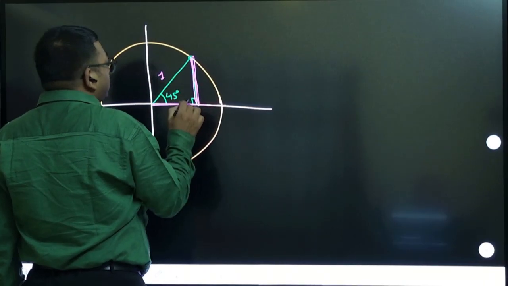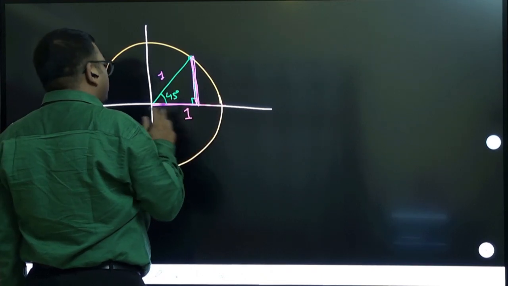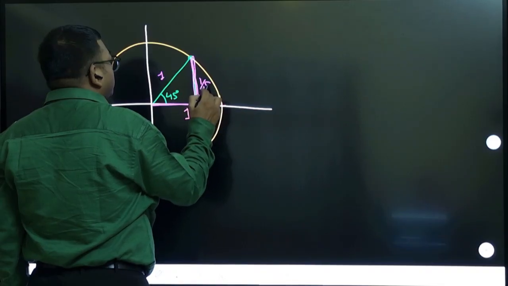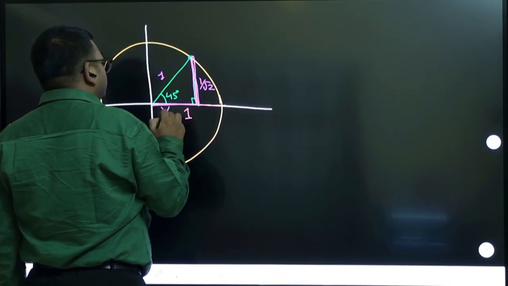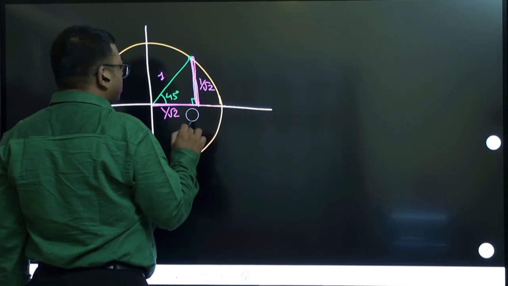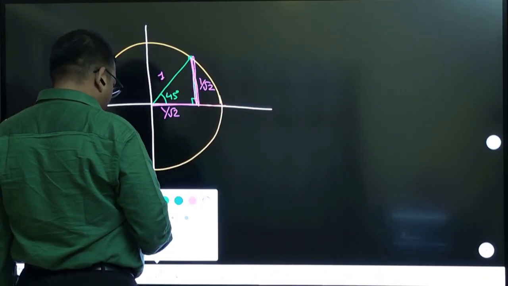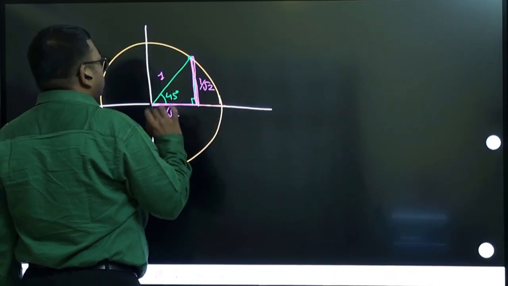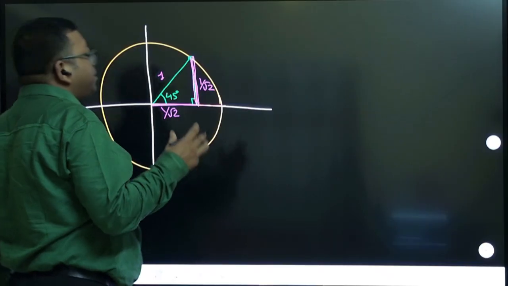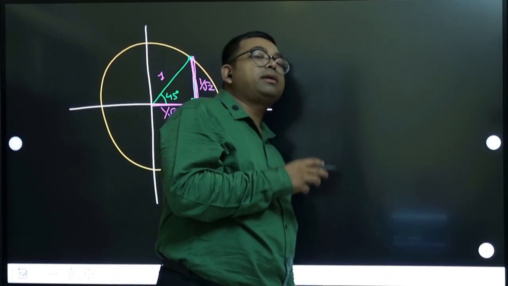So if you measure it by protractor geometry, you can measure this length. That length comes as 1 by root 2. This length also comes as 1 by root 2. Right? So if you do the measurement of them, this 1 is the total radius of this. Okay, 1 is the radius of this circle. So 1 by root 2, 1 by root 2 will come by measurement. From measurement, everything can come.